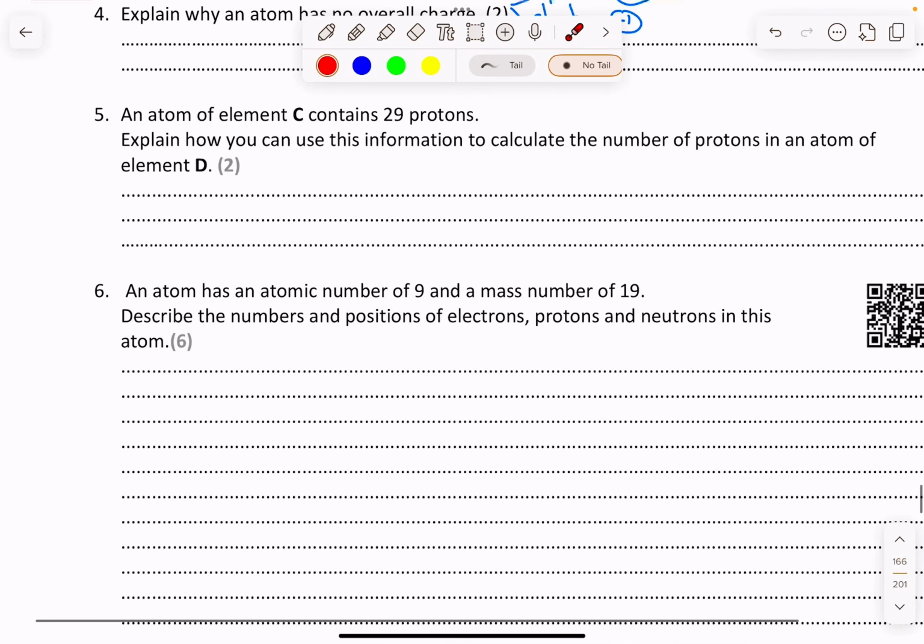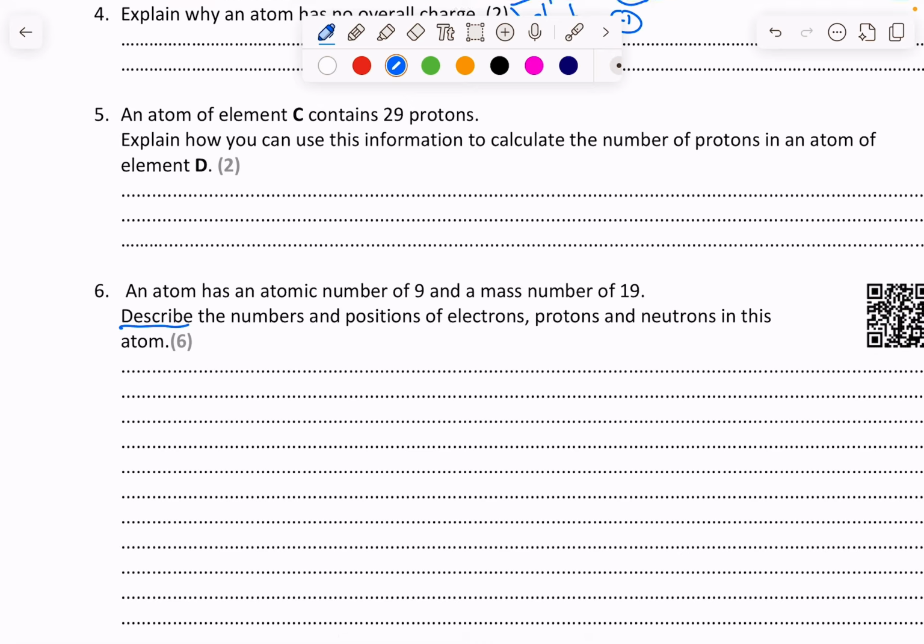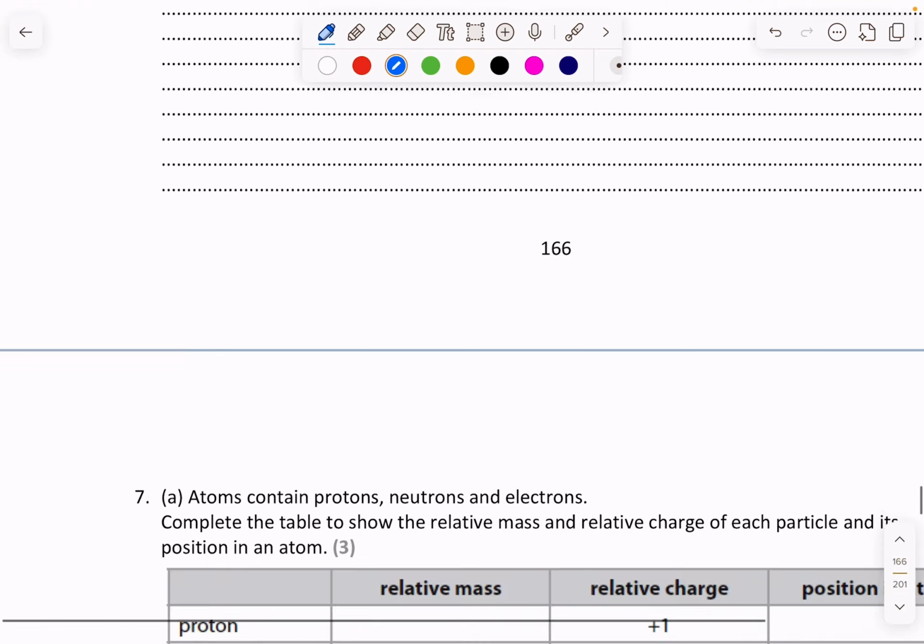And here, my advice to you is whenever you get something like this and it's describing, and this is an atom, I would always draw a diagram with labels to make sure you get the maximum marks on that question.